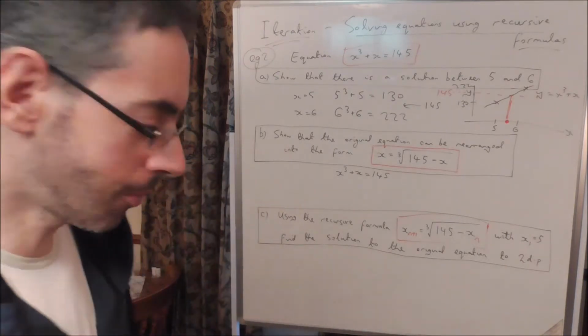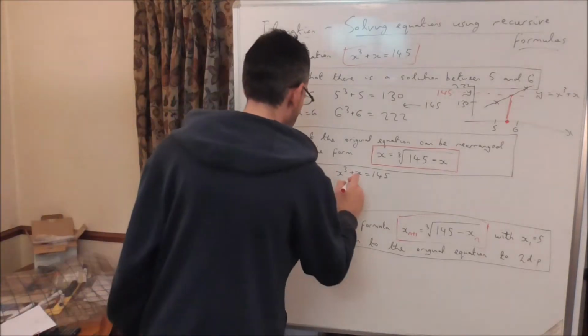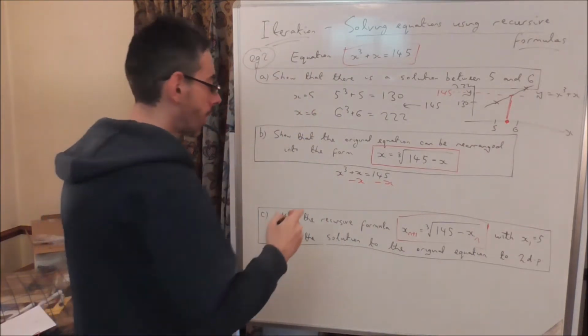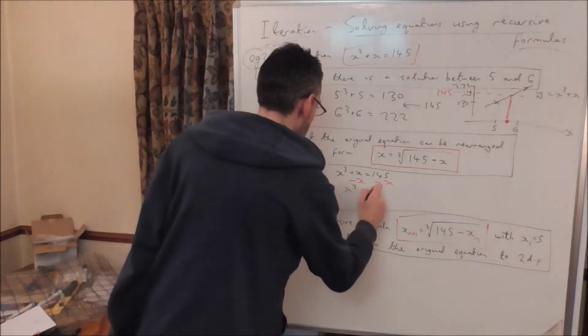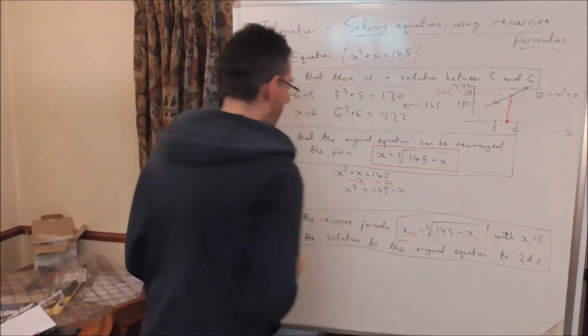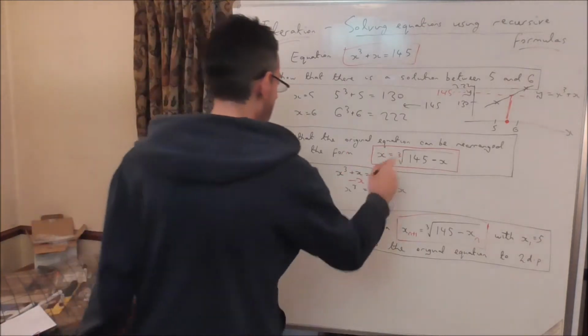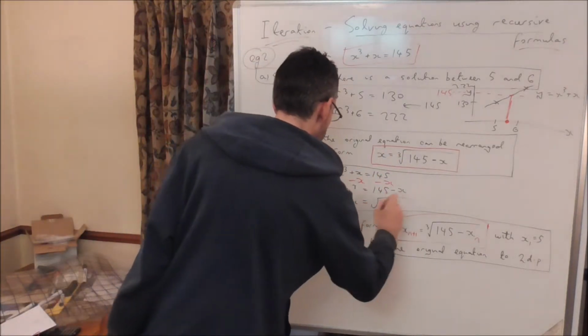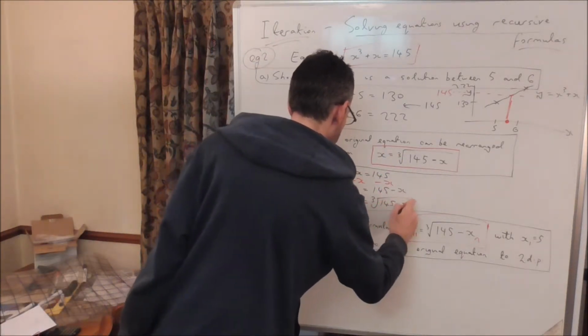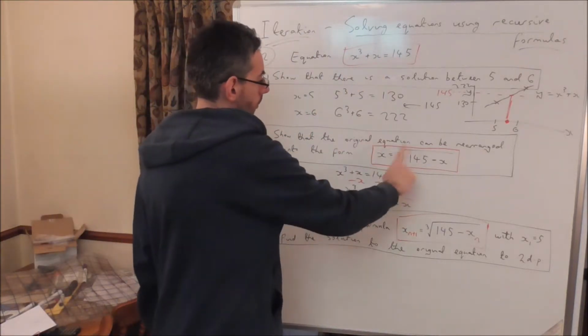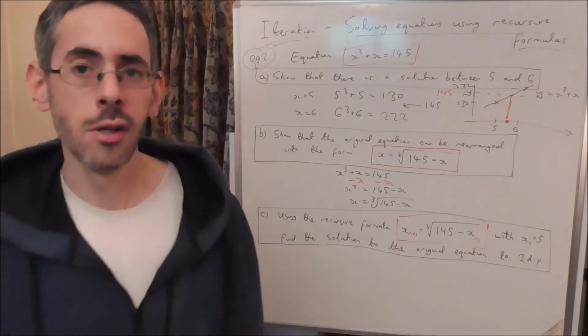So let's do those 2 steps. Let's subtract x from both sides. That's the first step. So you're left with x cubed on the left equals 145 minus x. And if we cube root both sides, I think we'll get that. We'll get x equals the cube root of the right hand side, cube root of 145 minus x. So we've done it. We've gone from this equation to this equation, just by rearranging.